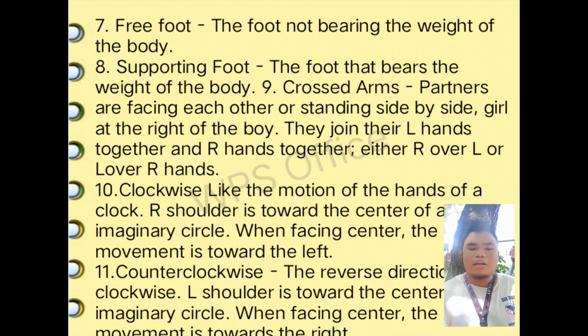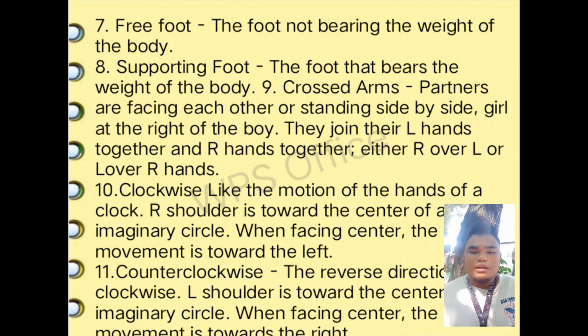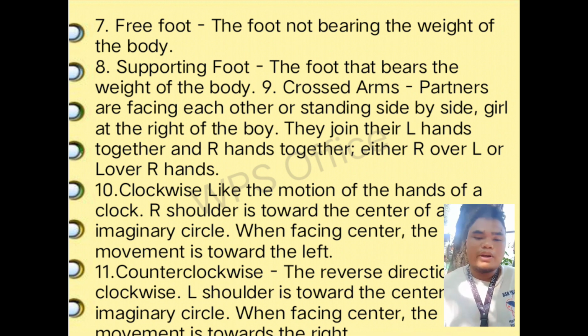Number 10, clockwise, like the motion of the hands of a clock. Right shoulder is toward the center of an imaginary circle. When facing center, the movement is toward the left. 11, counterclockwise, the reverse direction of the clockwise. Left shoulder is toward the center of an imaginary circle. When facing center, the movement is toward the right.